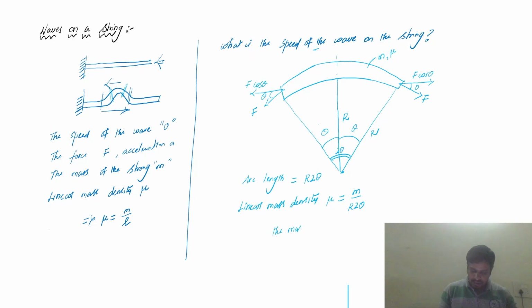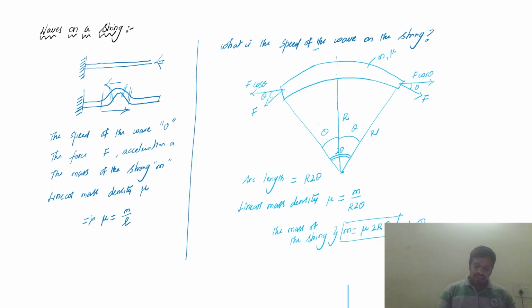The mass of the string, m, if you rearrange this, equals the linear mass density times 2 r theta. This is the mass of the string. We can take this as equation number 1.